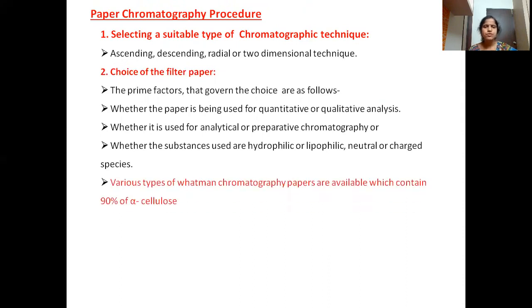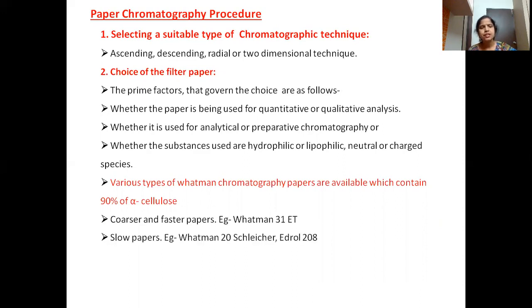Then what are the various types of Whatman filter papers that can be used? As I said, the Whatman chromatography papers contain cellulose. They are made up of 90% alpha cellulose. For different chromatography techniques, we can use different Whatman filter papers. If you want coarser and faster papers, you take Whatman 31 ET. This chromatography paper will help you separate the components in a faster way. That is, the technique will be very fast when we use this type of filter paper.